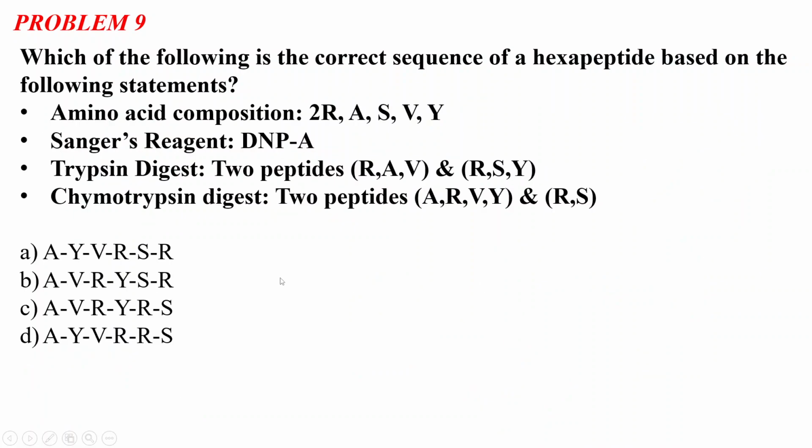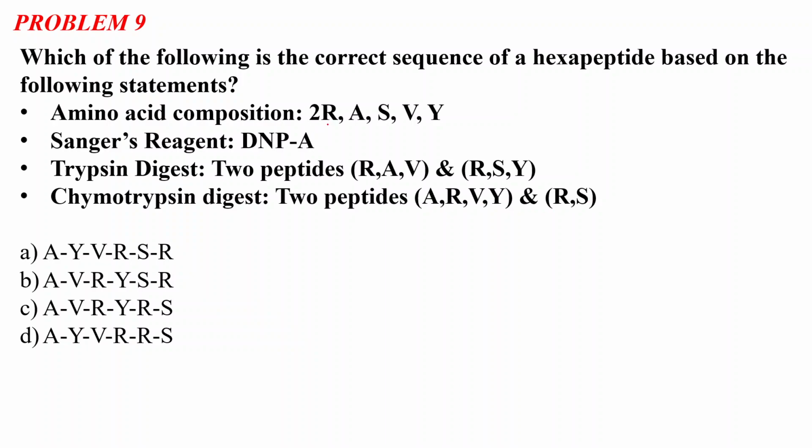Now, moving toward our next question. It asks which of the following is the correct sequence of a hexapeptide based on the following statements. There are a few statements given, and based on them you have to determine the correct sequence of the hexapeptide. The amino acid composition is 2R, A, S, V, Y. Sanger's reagent treatment will give DNP-A. The trypsin digest gives 2 peptides, RAV and RSY, and the chymotrypsin digest gives 2 peptides, ARVY and RS.